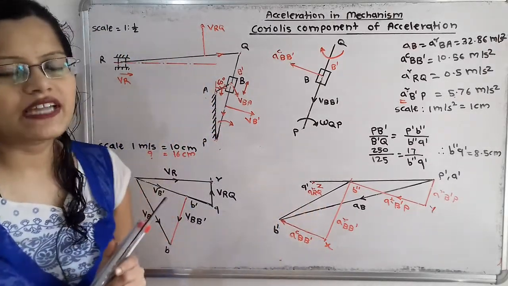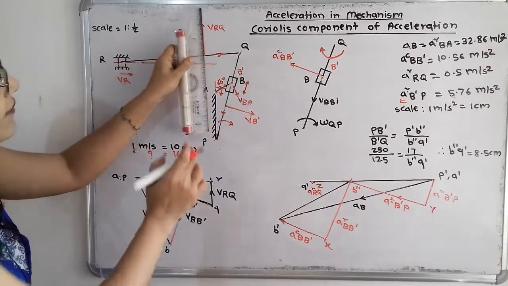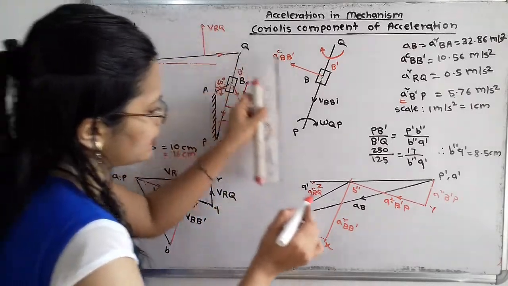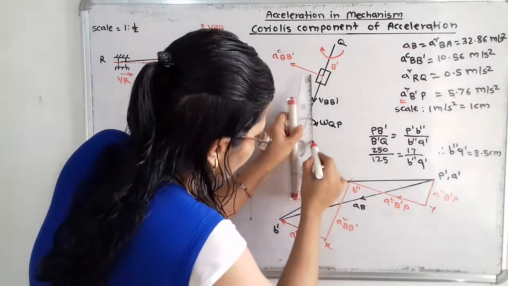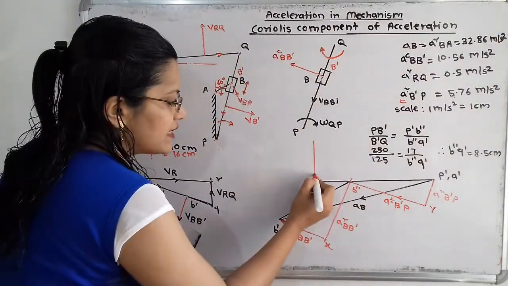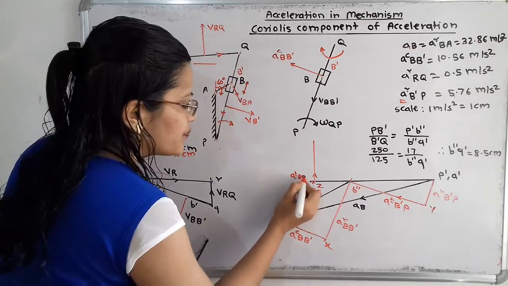Now what about the tangential component? It is perpendicular to this link. So the line of velocity is also in the perpendicular direction. From this point Z, draw one perpendicular line, and it will indicate the tangential component, that is a raised to t rq.